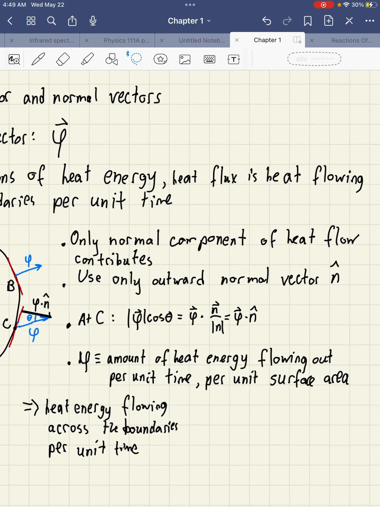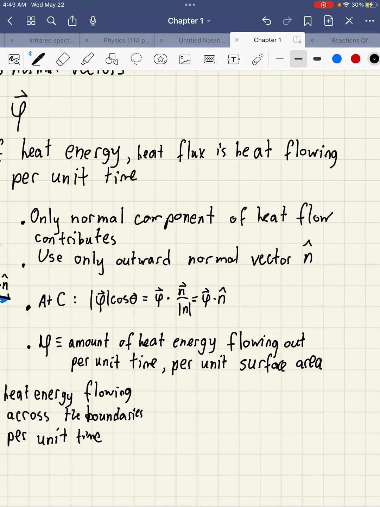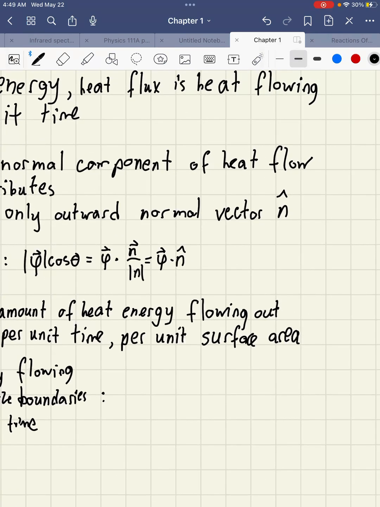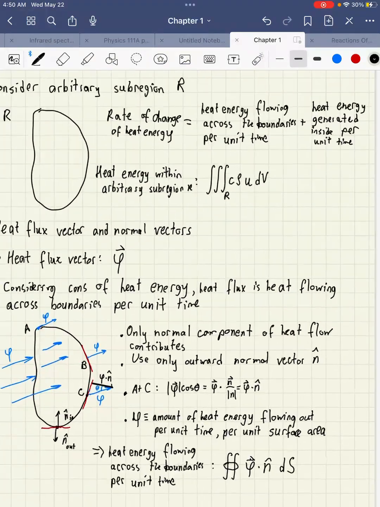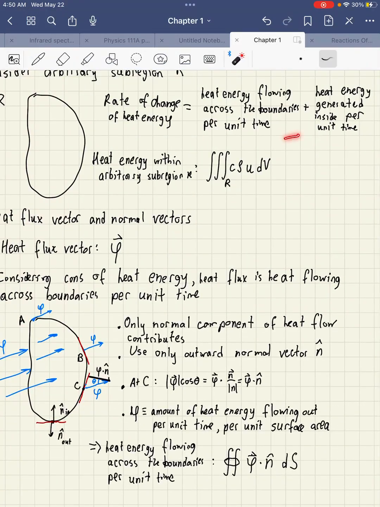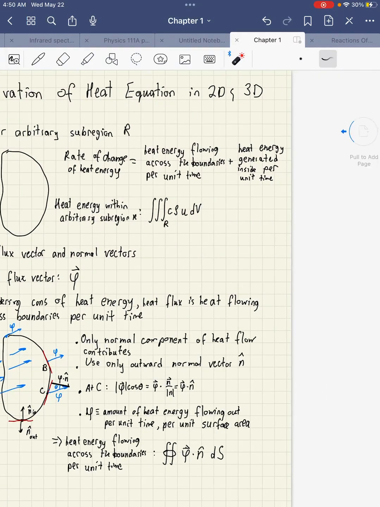So across the boundaries, it's just going to be my surface area integral, the normal component of my heat vector multiplied by dS. So that's the second part that I have to worry about. Now let's go about the third part.